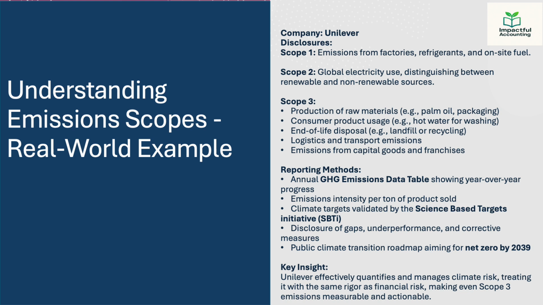They don't stop there. Every year they publish a GHG emissions data table and show how emissions per ton of products sold are changing. They are aiming for net zero by 2039, and they have tied climate performance to executive bonuses. Even when they fall behind on a target, they disclose why and how they plan to fix it. This is the gold standard of climate reporting.